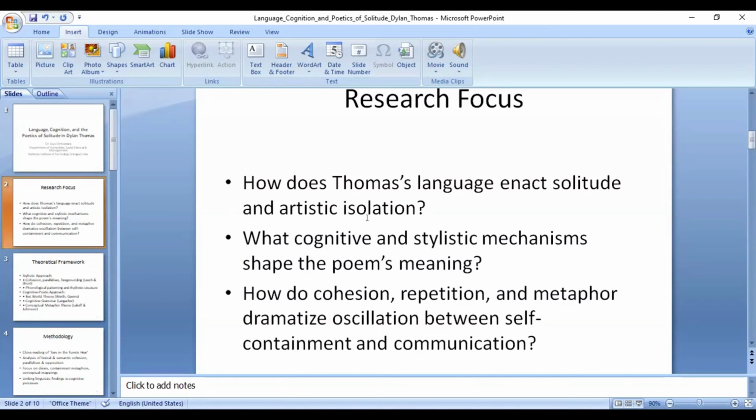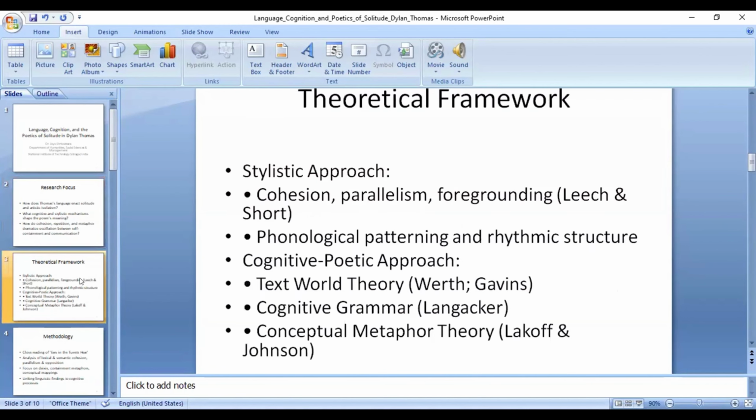Cognitive poetics complements this stylistic approach by situating linguistic choices within broader processes of human cognition, perception, conceptualization, and embodied simulation. Drawing on frameworks such as text world theory, by Werth and Gavins, cognitive grammar by Langacker, and conceptual metaphor theory, Lakoff and Johnson, the poem may be read as a dramatization of the mind's negotiation between containment and permeability.